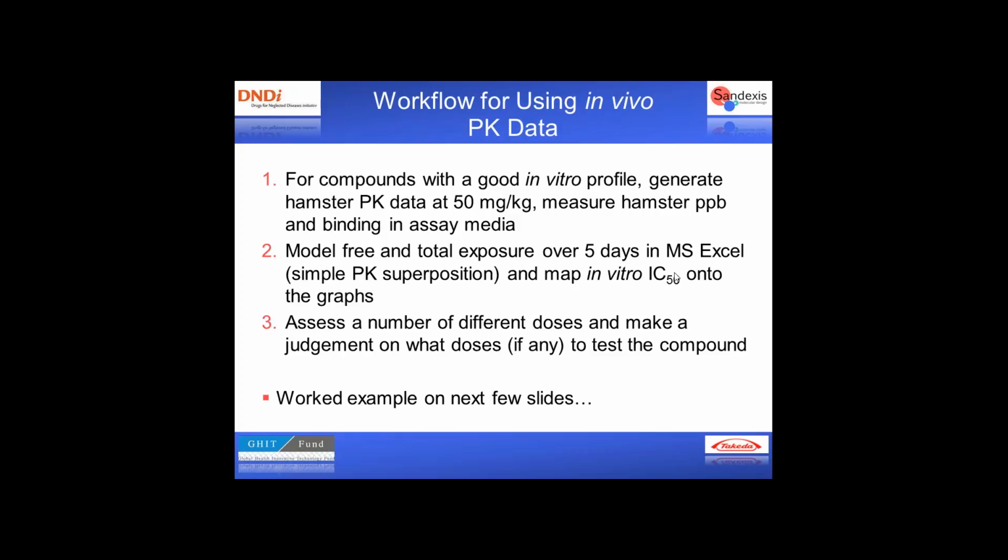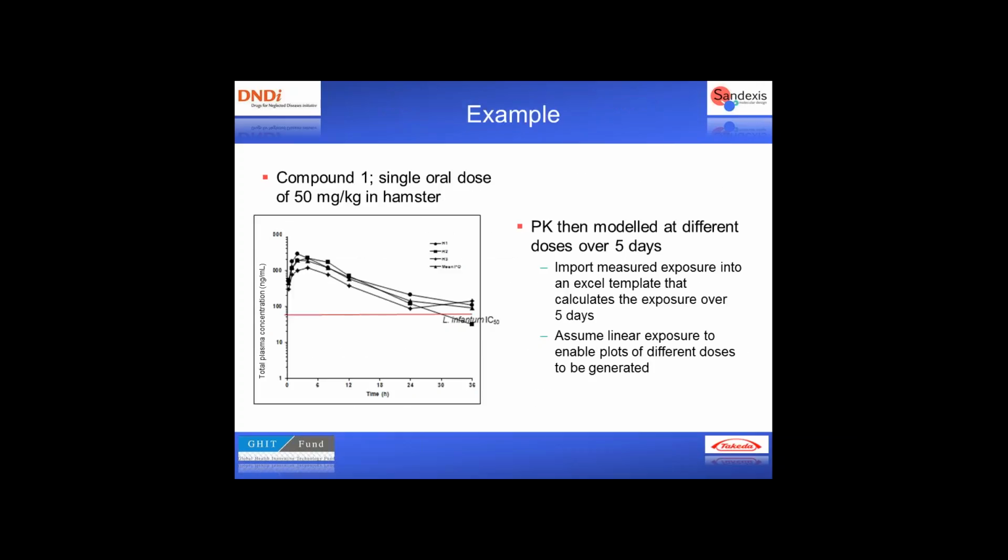And to try and put this into context, I've got a worked example on the next few slides. I can't show the structure of this particular compound at the moment, so I've just called it compound 1. And the oral PK from a 50 mg per kg study in hamster is shown on the left, and what I've also done is map on the L-infantum IC50 onto that. So you can see that the exposure is very good relative to the L-infantum IC50 at that dose.